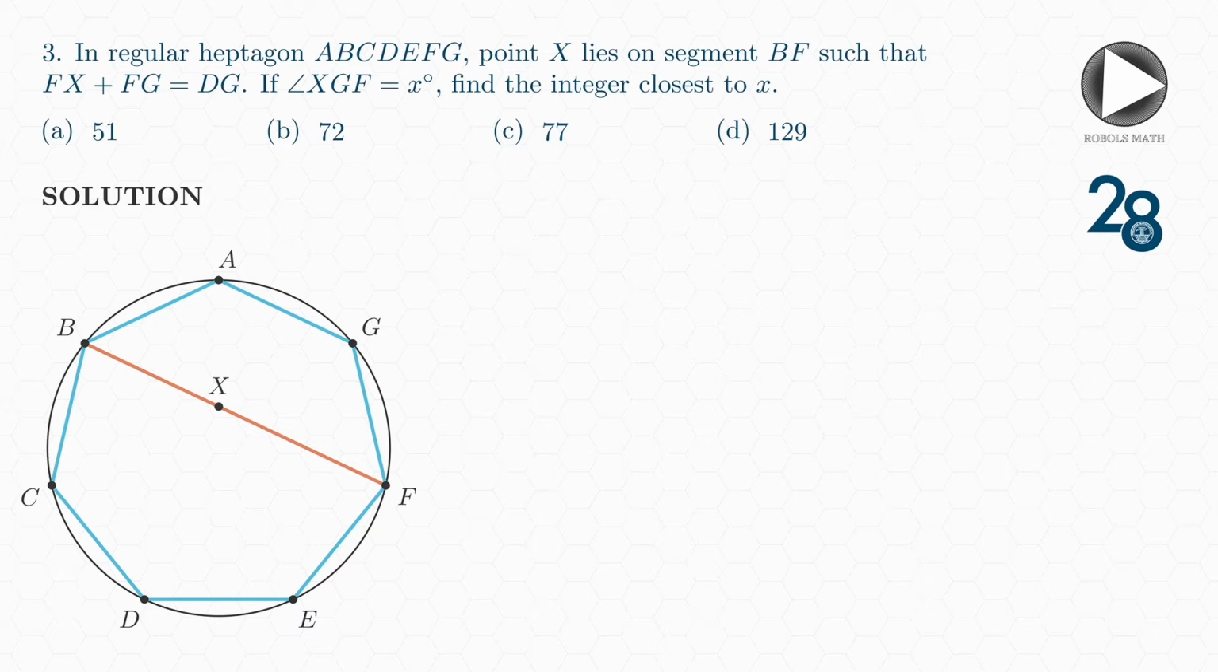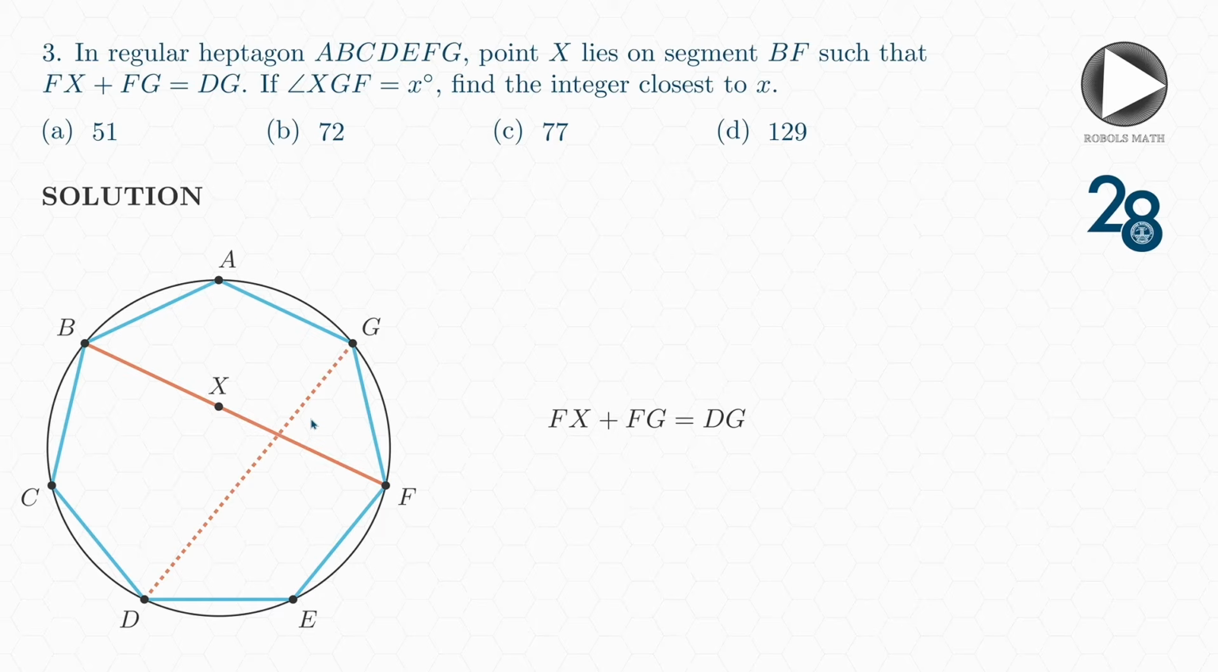Now, to be honest, when I first saw this problem, I was a bit baffled. Because we're given that FX plus FG equals DG, and FX, FG, and DG are not even part of the same line. They are scattered all around. We have FG here, FX here, and then DG here. It's quite baffling, and it took me a while before I was able to answer this problem myself.